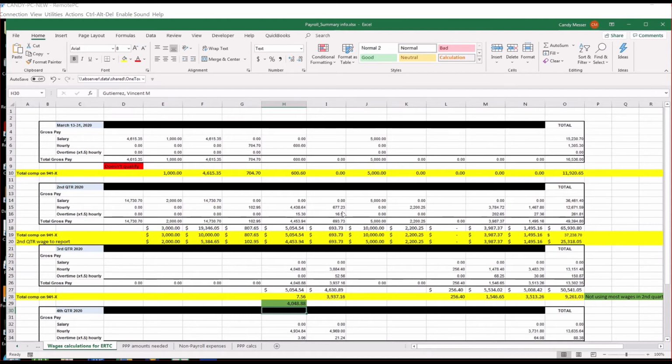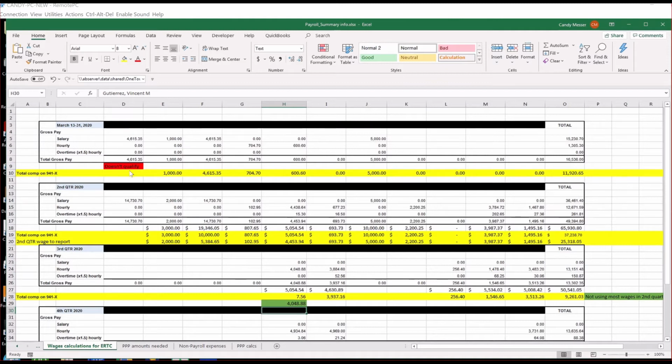Now, one of the spreadsheets we did was for one of our own clients who asked us to actually calculate the PPP wages available and the ERTC available. So what we did was take their wages by period again and put it into a spreadsheet. And so we have March 13th through 31st, and across the top we had the employees, which of course we blacked out their names again.